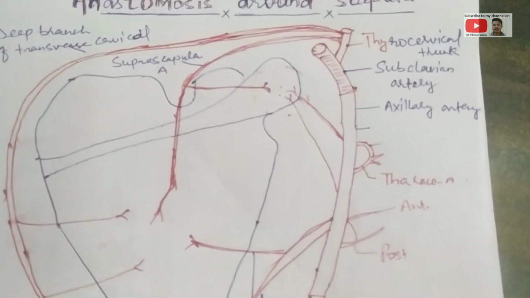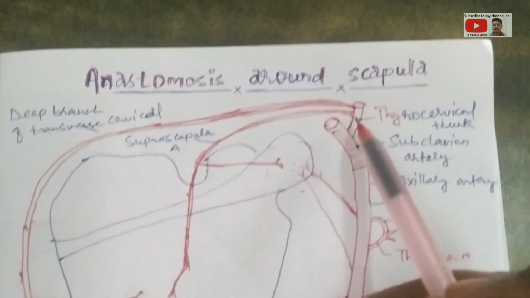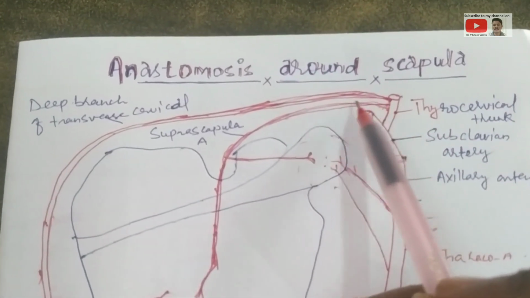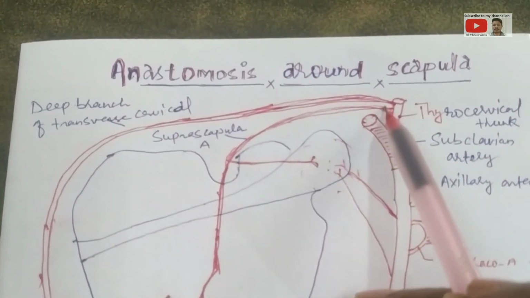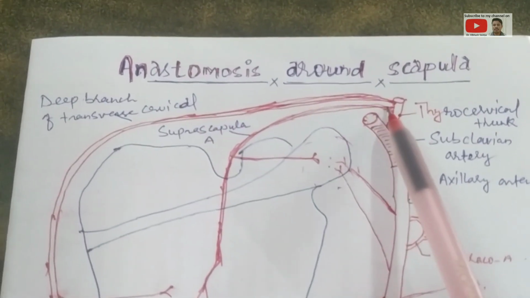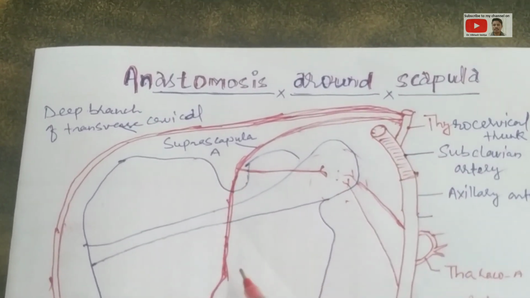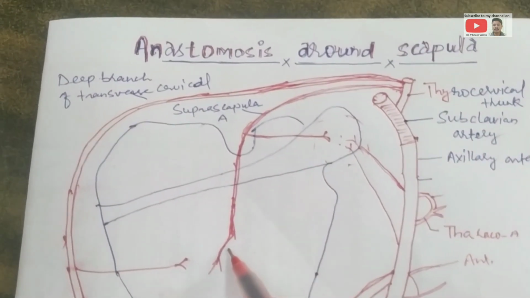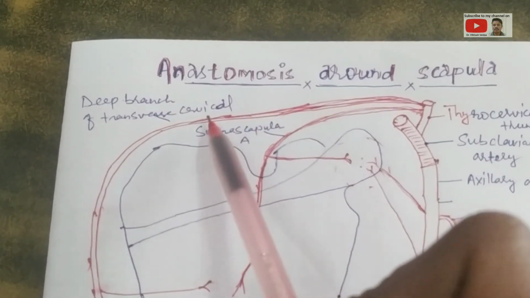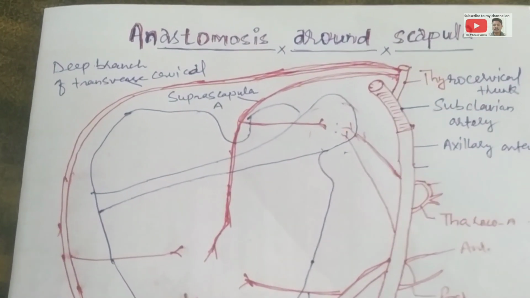If we're talking about the anastomosis around the body, similarly from the thyrocervical trunk, it gives two branches. One is the suprascapular artery, this branch, and above we have the deep branch of the transverse cervical artery. So we can see here the suprascapular artery passes through this suprascapular notch, and it approaches the dorsal surface of the scapula, and it gives a branch over here. And the deep branch of the transverse cervical artery also gives branches over the body.